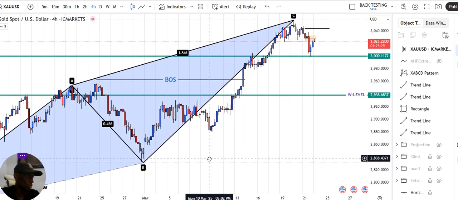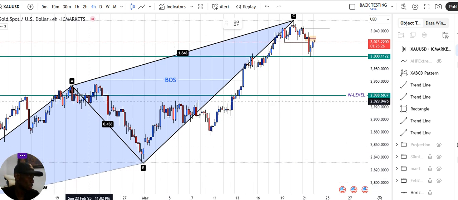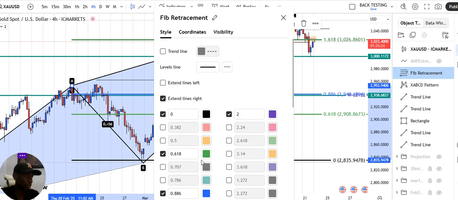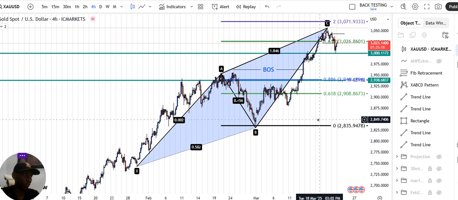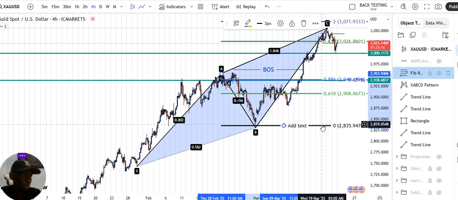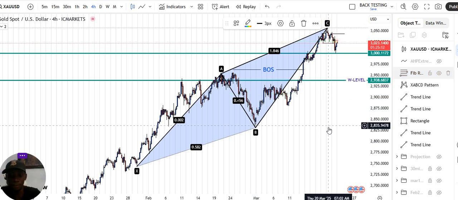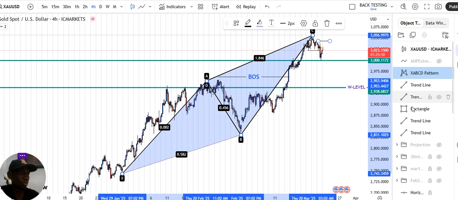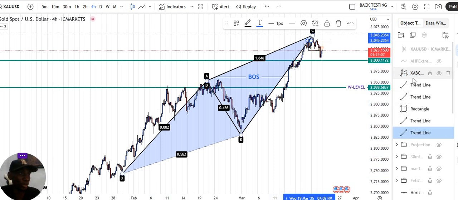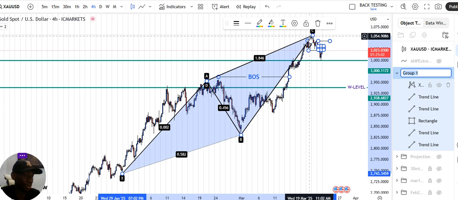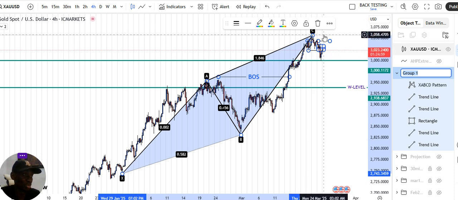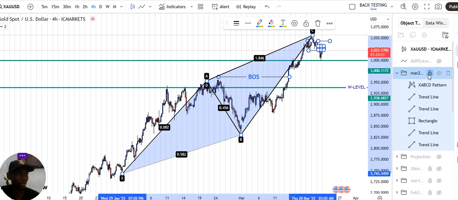Okay, so from this point to this point, this is 1.618. It's perfect. So this is a perfect pattern, and I'm just seeing this right now. So I'm going to hide all of this, put them in a group. I'm gonna group everything. This is around the 19th, 20th, 24th of March. So March 24, 25.